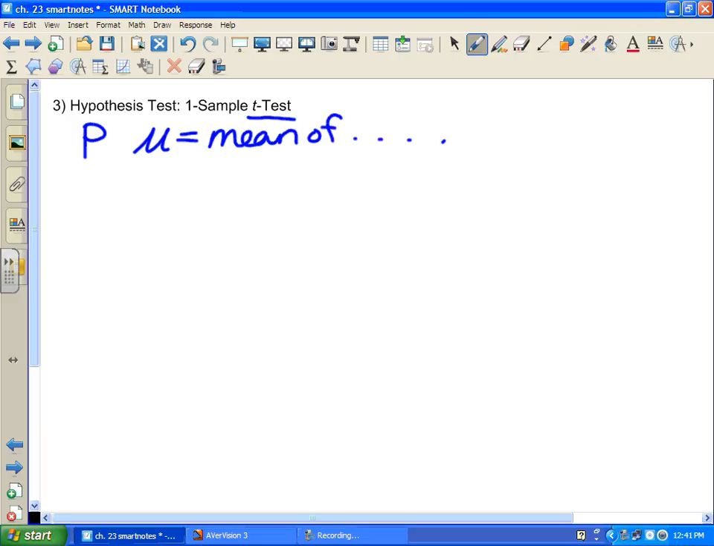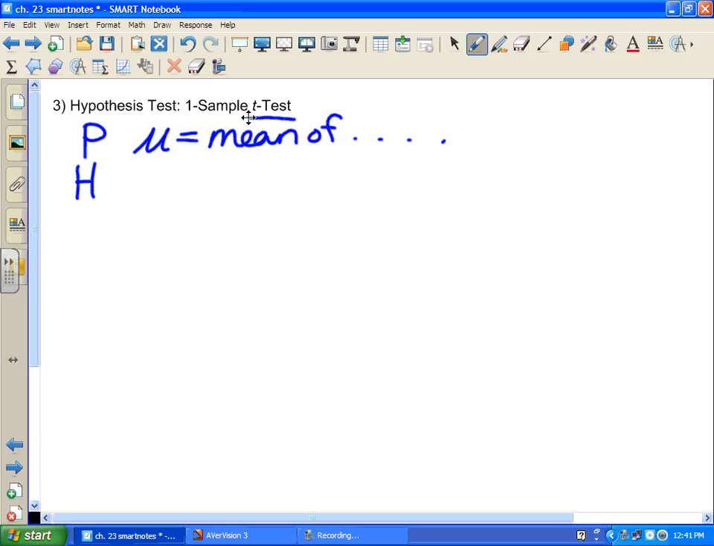So I kind of gave this away, but this is the symbol for what? Mean. What kind of mean? Population. What's the symbol for a sample mean? X bar. That's the sampling distribution, which is good to know too. Mu of X bar, where it has both.